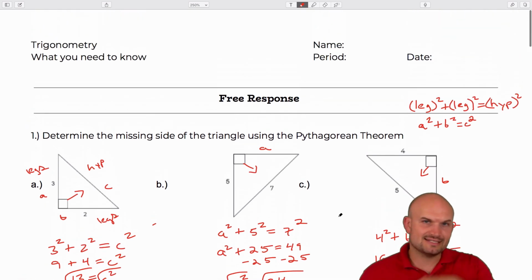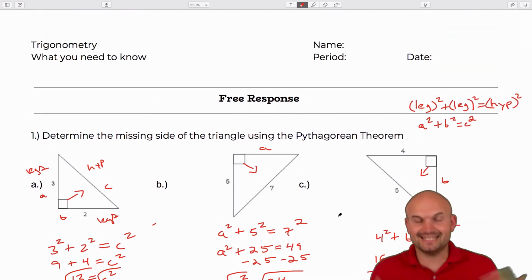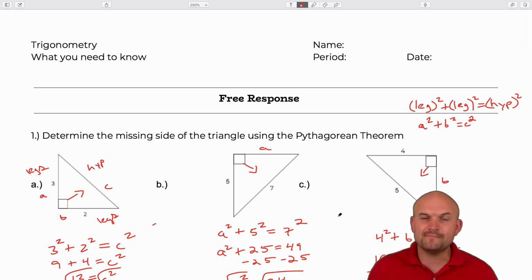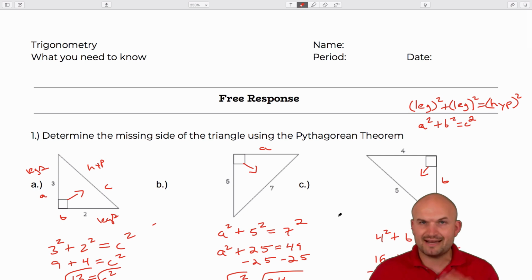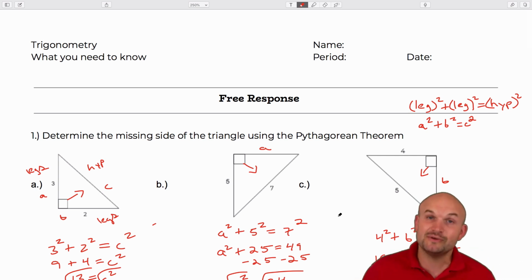So again, guys, this is not an exhaustive list of everything you need to know for trigonometry, but I feel pretty comfortable that if you go through all these questions and feel confident in what we covered in this sheet, then you'll have the right foundation to do very, very well in this unit of trigonometry.